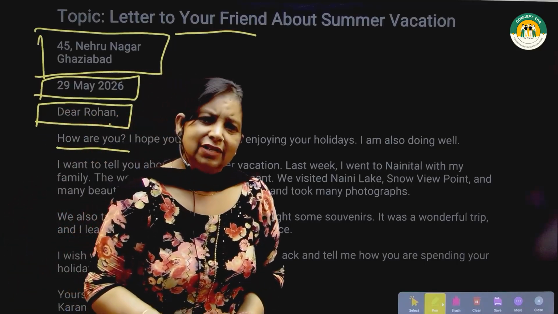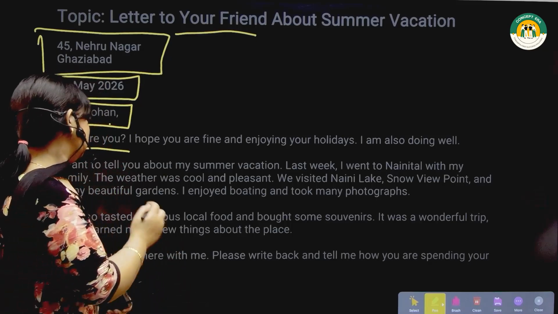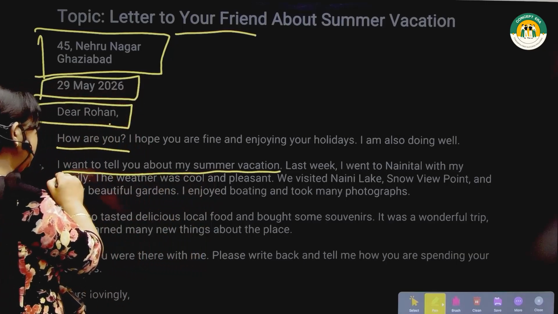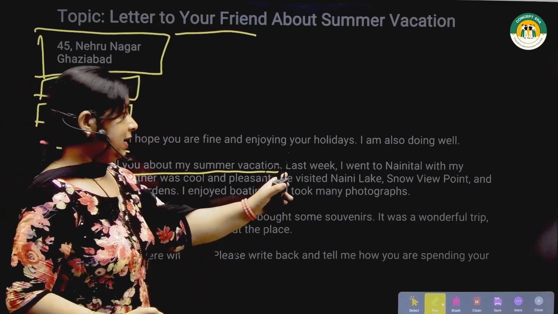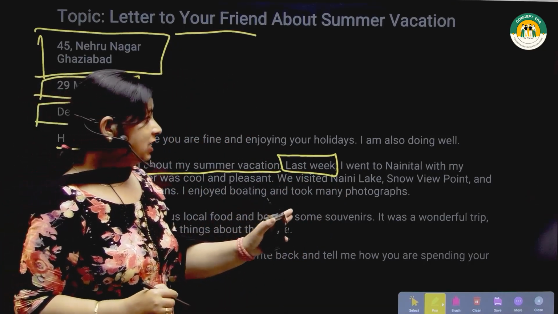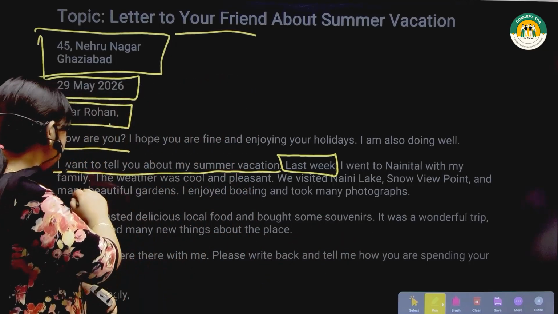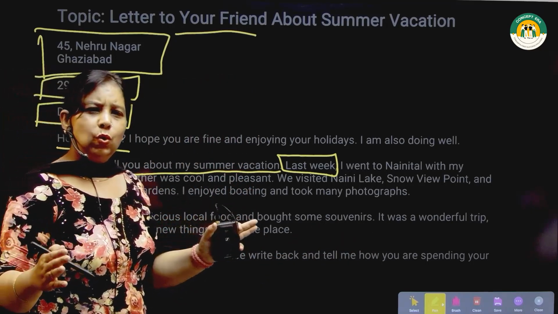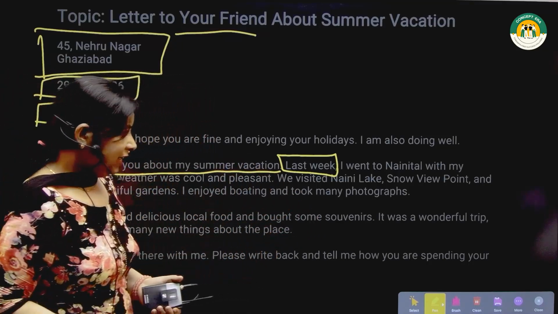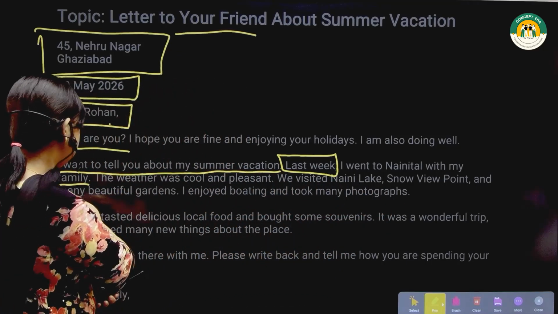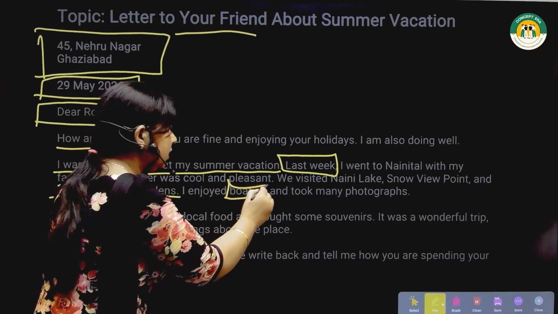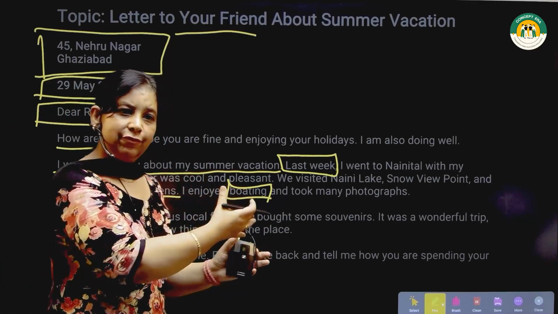because when we meet, we used to say, how are you? The same we have to write in the informal letter. "I want to tell you about my summer vacation." Here is the main thing, why you are writing this letter. You have to use such initial words. "Last week, I went to Nainital with my family. The weather was cool and pleasant." You can write your own adjectives also. "We visited Naini Lake, Snow View Point, and many beautiful gardens. I enjoyed boating." The specific thing you did there, you have to mention here.